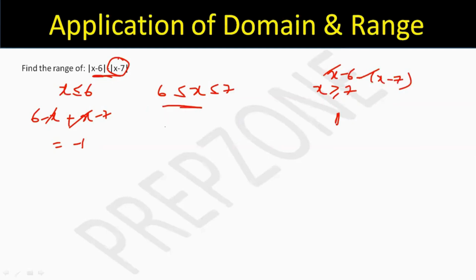Now when x is greater than equals to 6, तो पहला वाला bracket will be positive, पहला वाला modulus will be positive, but second वाला modulus will be negative, so minus will become plus x minus 7. So this is nothing but 2x minus 13. It's a continuous function.